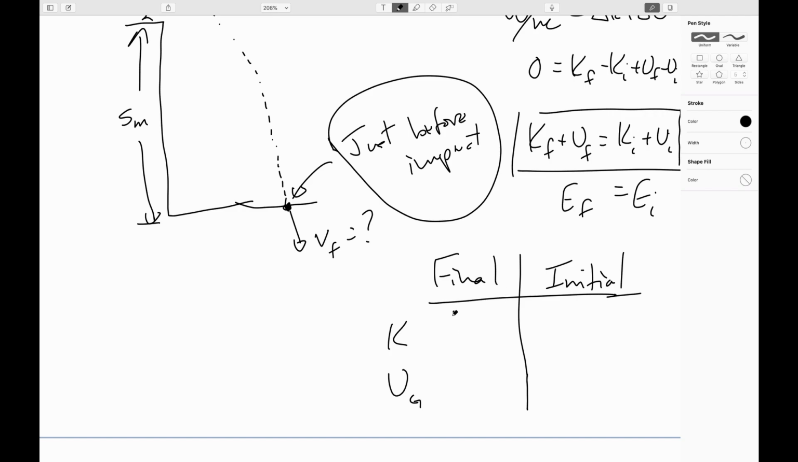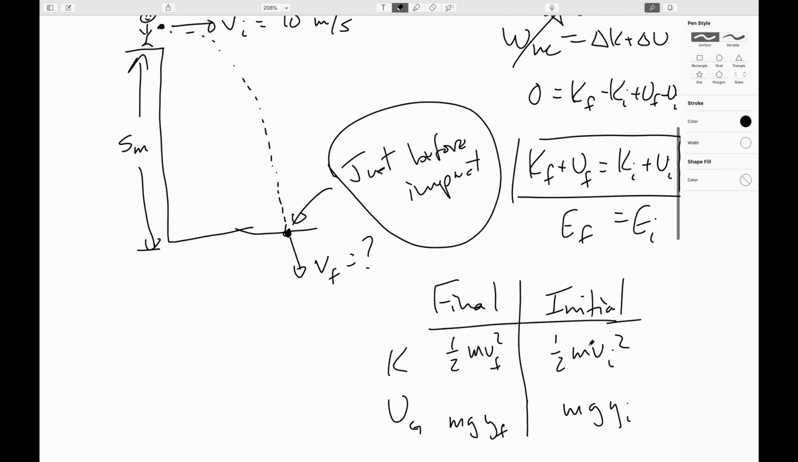So we can go and write our expressions here. This would be 1/2 mv final squared. This here would be 1/2 mv initial squared. This would be mgy final. This would be mgy initial.